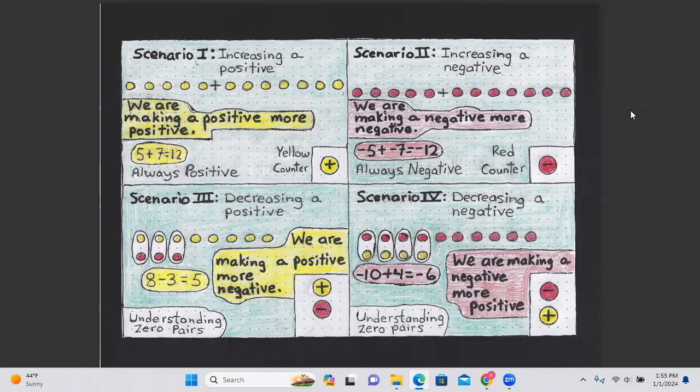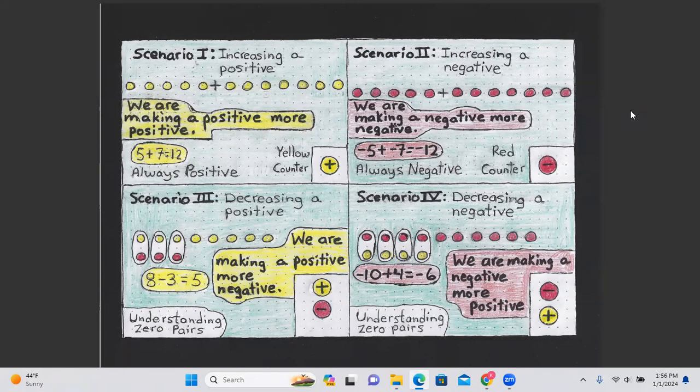Do you remember those scenarios that we discussed in our previous video? Well, here they are. Scenario 1, increasing a positive. Scenario 2, increasing a negative. Scenario 3, decreasing a positive. And Scenario 4, decreasing a negative.